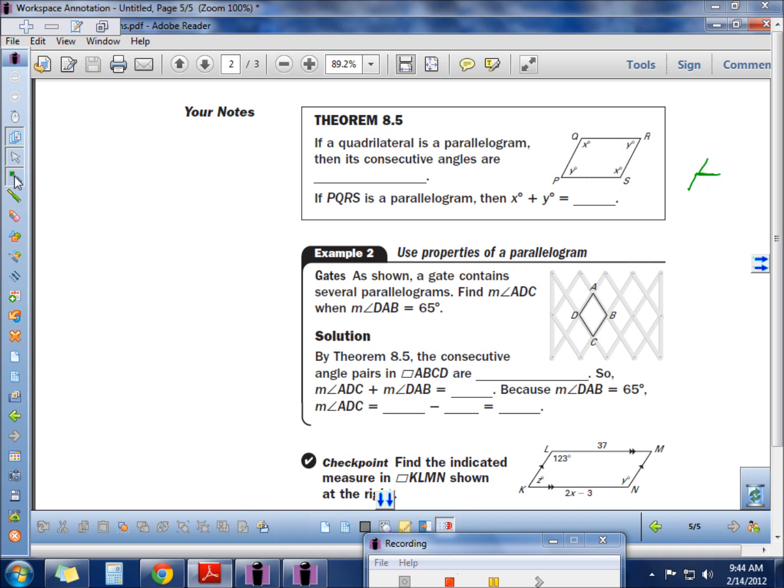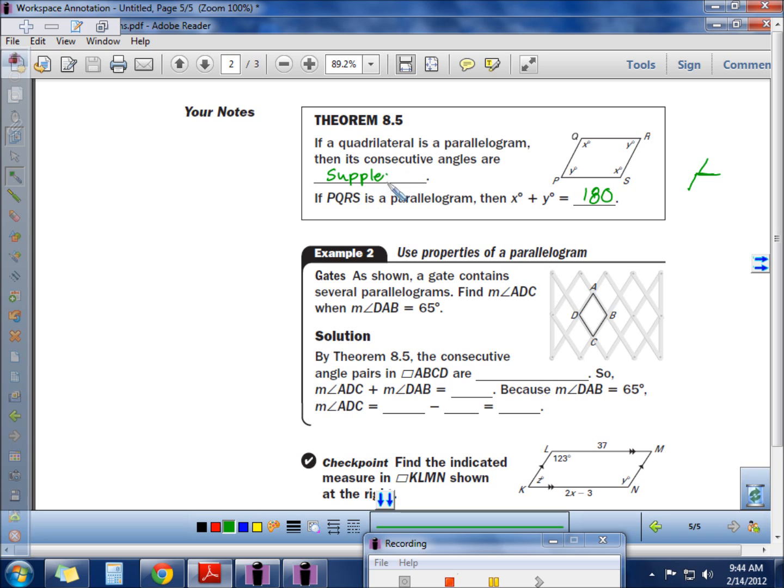A straight line has what measure? 180. This means, what key math word? Supplementary. They are a linear pair if they're side by side. I made a linear pair over here, but they're just supplementary when they're not next to each other. That's the key concept. Consecutive angles, ones that are side by side.